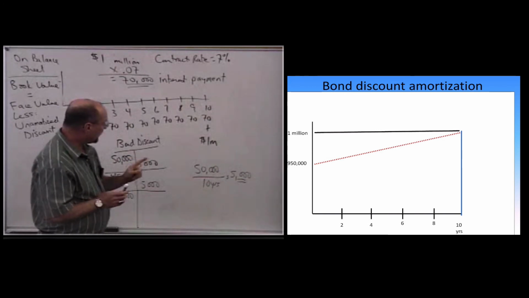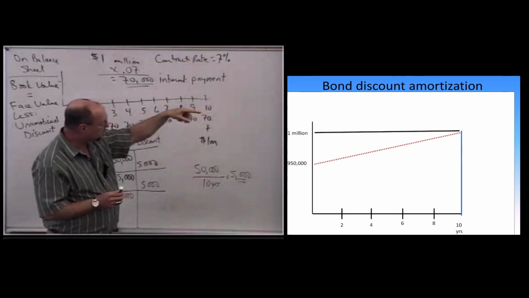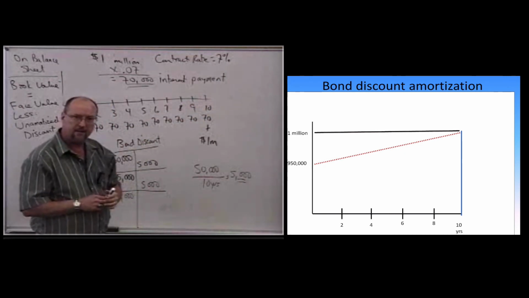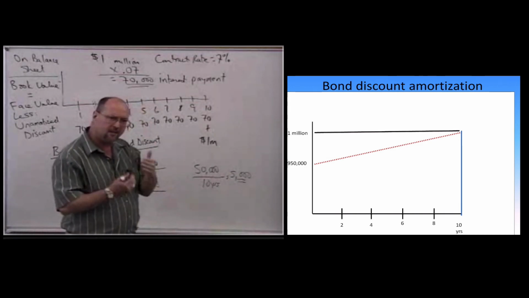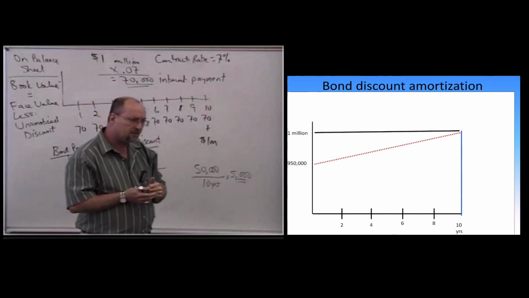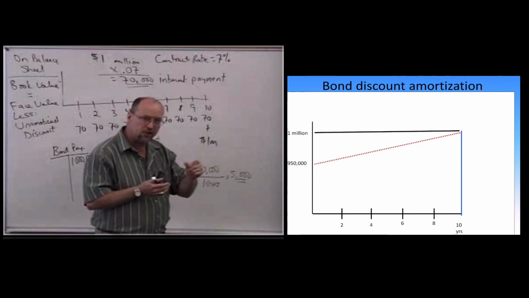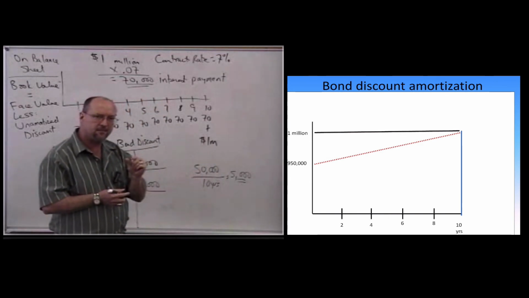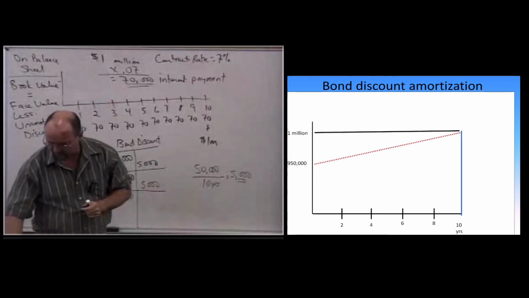So what I'm doing is this. That additional $50,000, the difference between $1 million and $950,000, that's an additional cost I have to incur because interest rates had moved higher. As a result, I'm spreading out that $50,000 over 10 years, and each year I'm going to increase my interest expense by $5,000. And here's what the journal entry looks like.